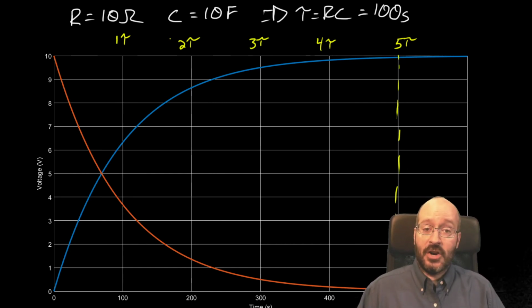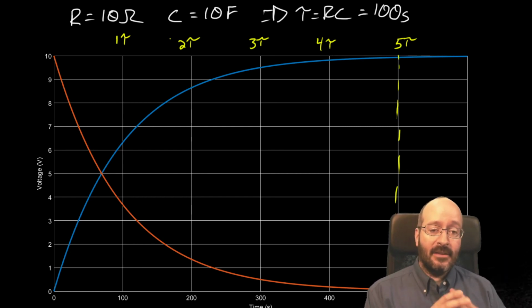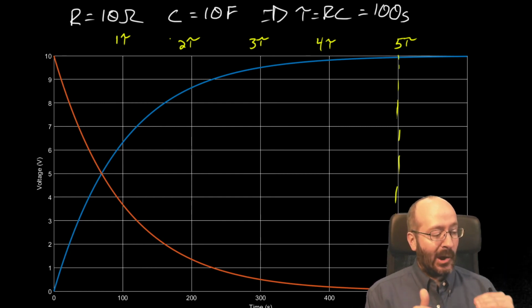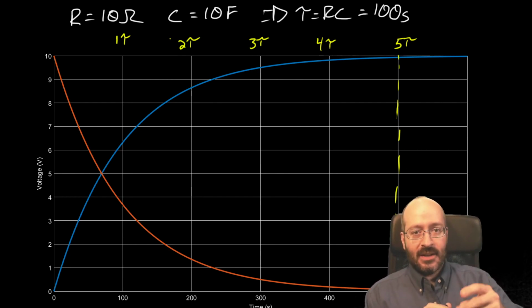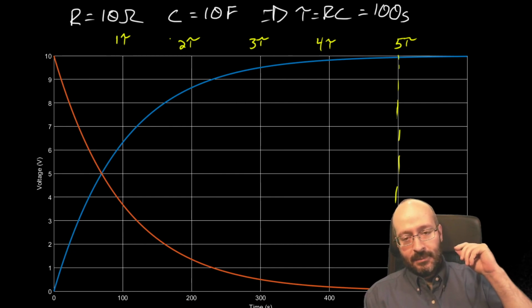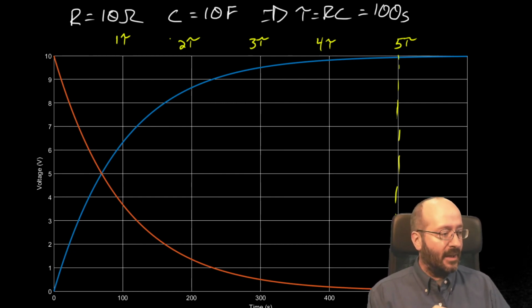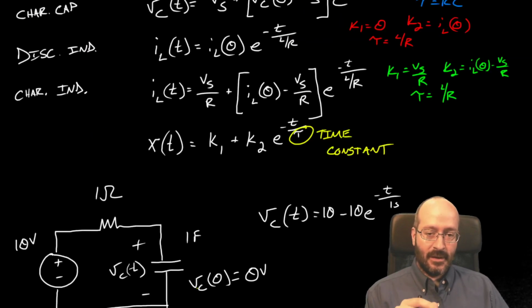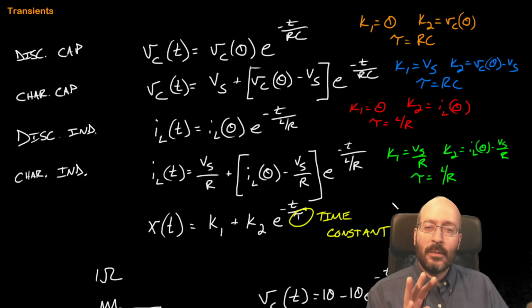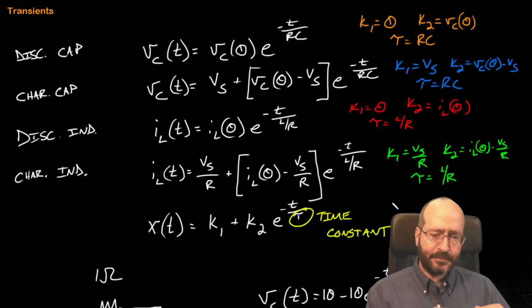And if we're discharging, same thing. We're within 1% of the change down there. That's it. So the time constant controls how quickly we move between transients. That, coupled with K1 plus K2 times e to the negative t over tau, we're going to use that, and we're going to analyze transient circuits, first order transient circuits. That's what we limit ourselves to for this semester.